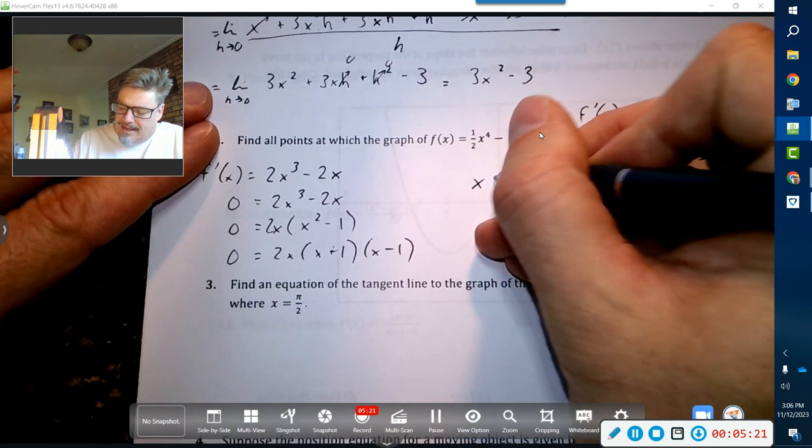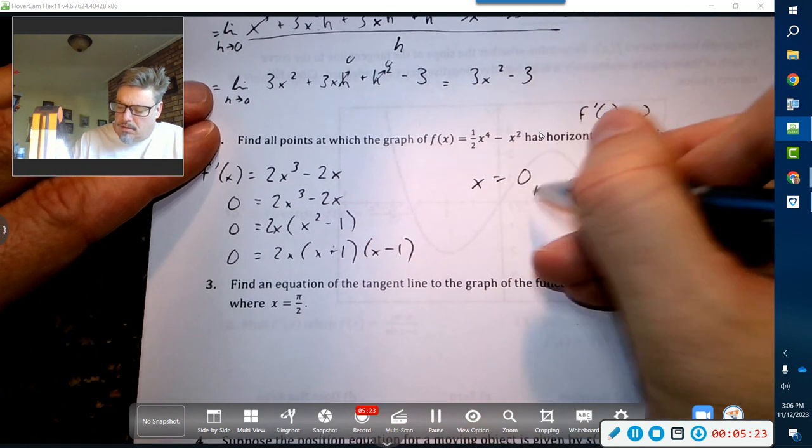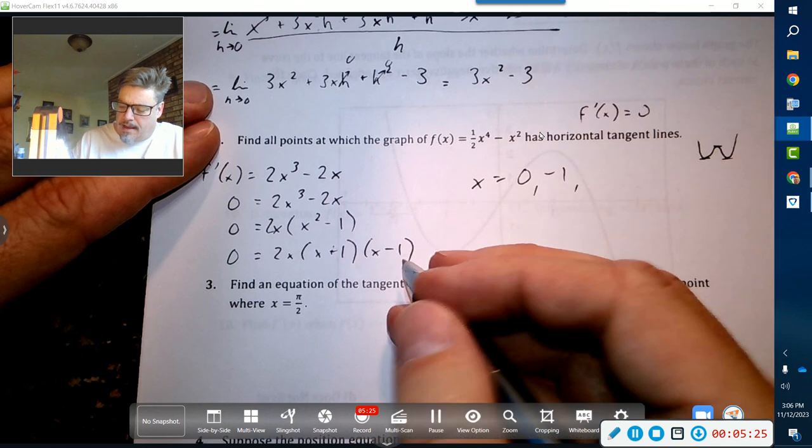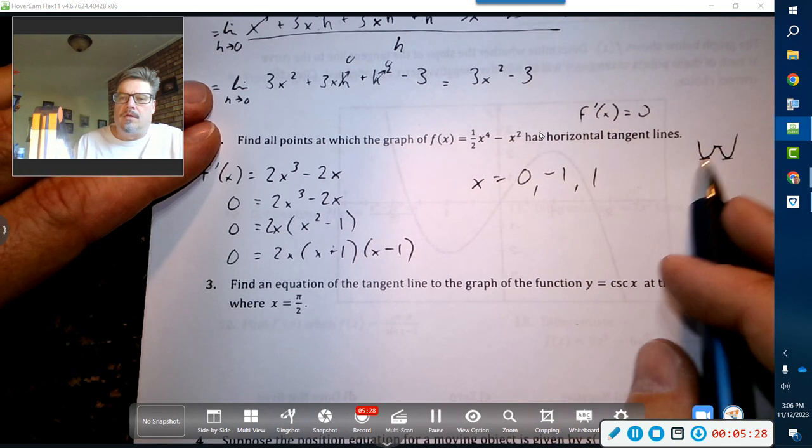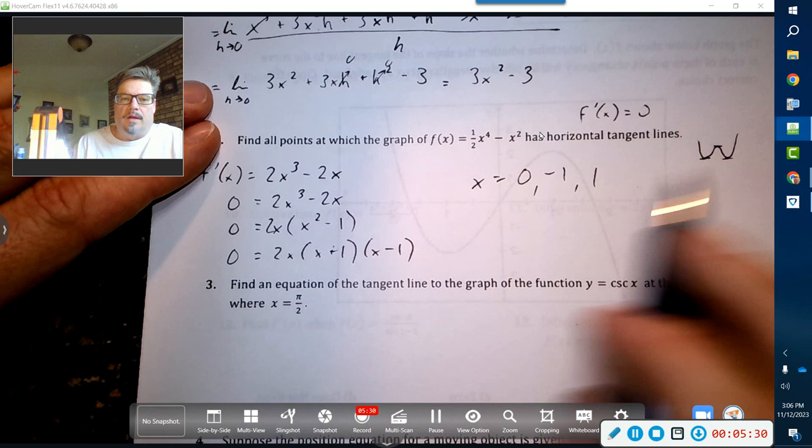So it looks like our x values would be 0, negative 1, and positive 1. And that would be the negative 1, 0, and 1. So something like that.